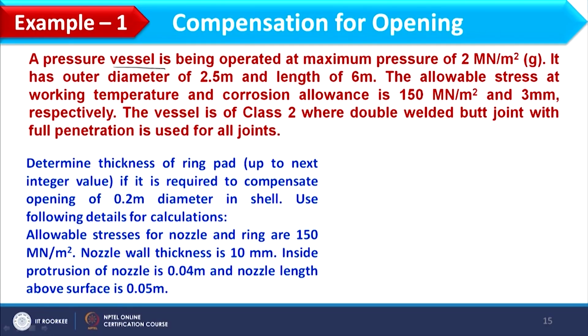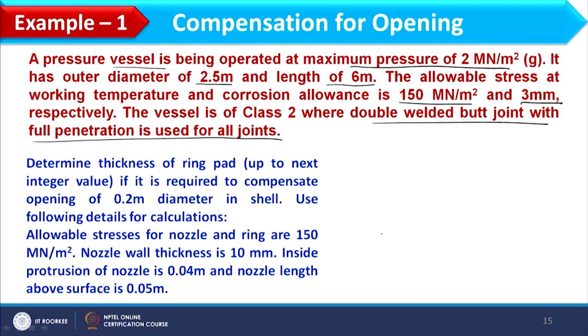In this example, we are considering a pressure vessel which is operated at a maximum pressure of 2 meganewton per meter square in gauge. Outer diameter is 2.5 and length of shell is 6 meter. Allowable stress at design temperature and corrosion allowance are 150 meganewton per meter square and 3 mm. It is a class 2 vessel where double welded butt joint with full penetration is used for all joints. So, these joints we can use for the shell as well as for the nozzle.